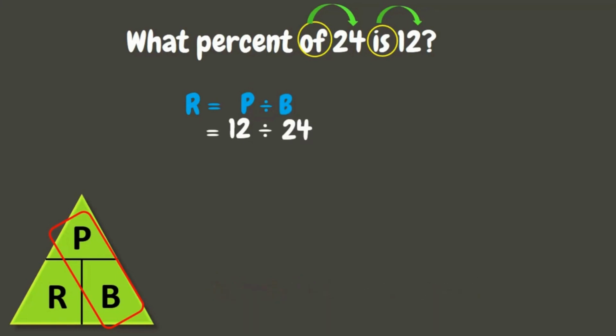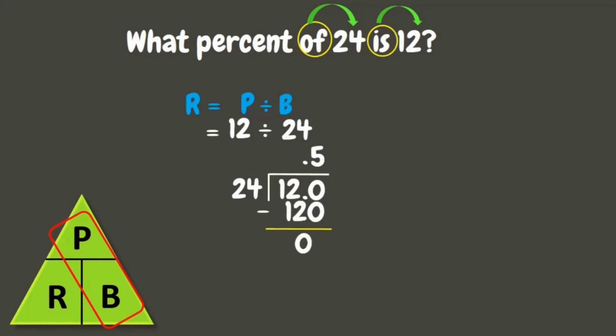Now let's divide. 12 divided by 24. Since we cannot divide 12 by 24, let's add 0.0. There. Now we have 120 divided by 24. Let's put first the decimal point in line with the decimal point in the dividend. Now 120 divided by 24 is 5. 5 times 24 is 120. 120 minus 120 is 0.